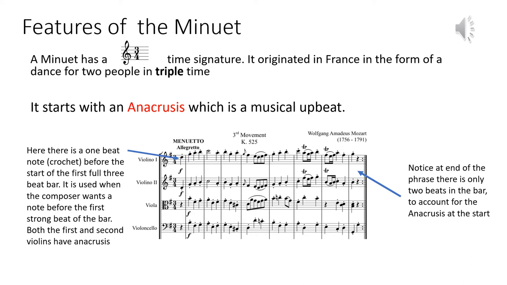Have a look at the end of the piece. We notice at the end of the piece that there is only 2 beats in the bar. This accounts for the anacrusis at the start. Here is what the anacrusis sounds like. Notice that there are only the violin 1 and violin 2 playing at the start before the viola and the violoncello start.